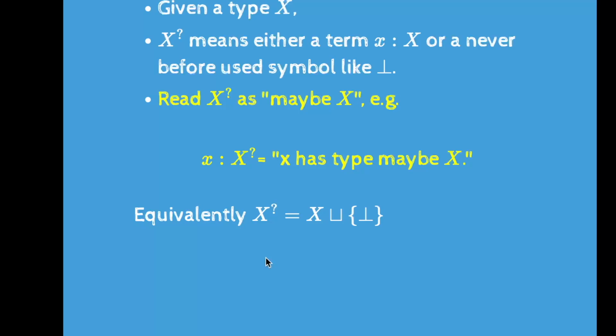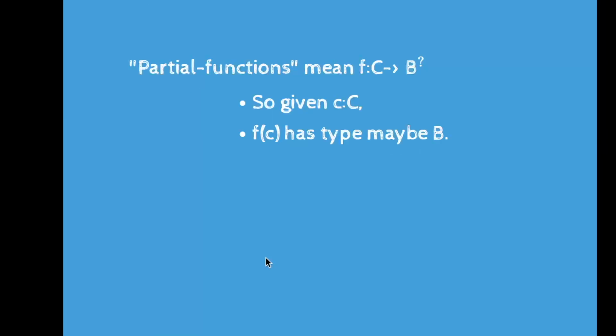Keen readers will notice this is a data type we've created before, known as the disjoint union. This gives us a way to describe partial functions, which extends our syntax for simple functions. Here we say f maps from C to maybe B whenever given data little c of type big C, f of C has type maybe B.